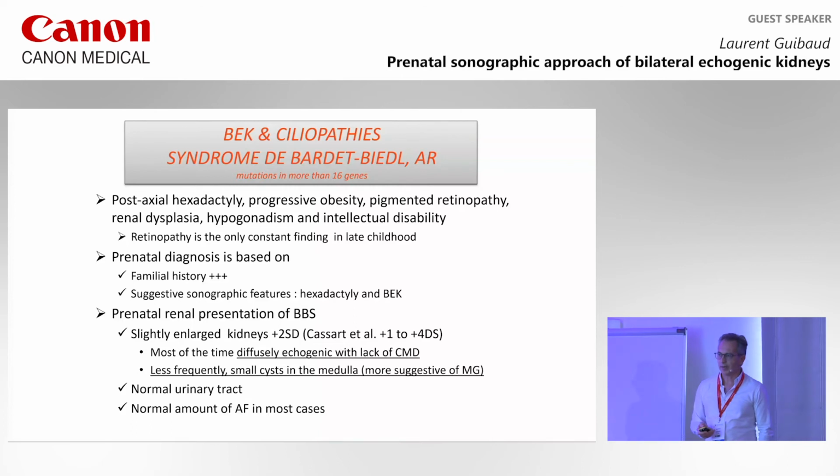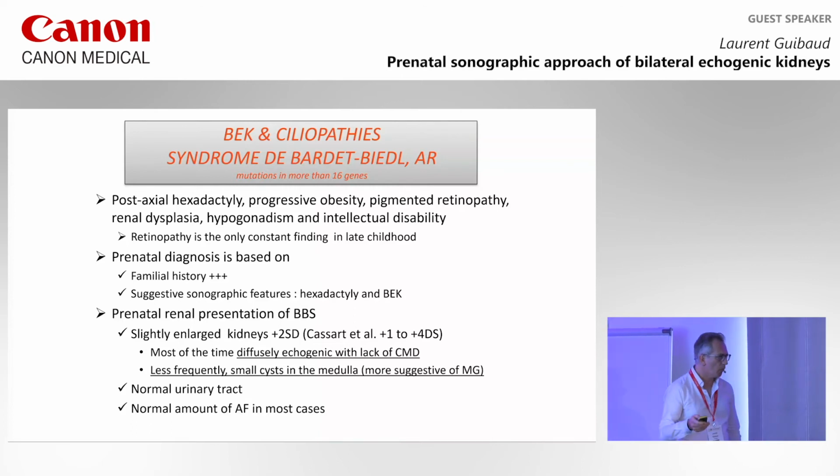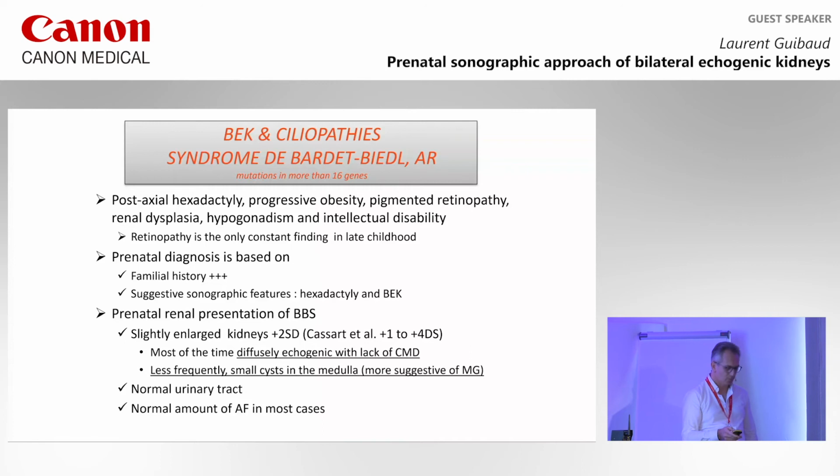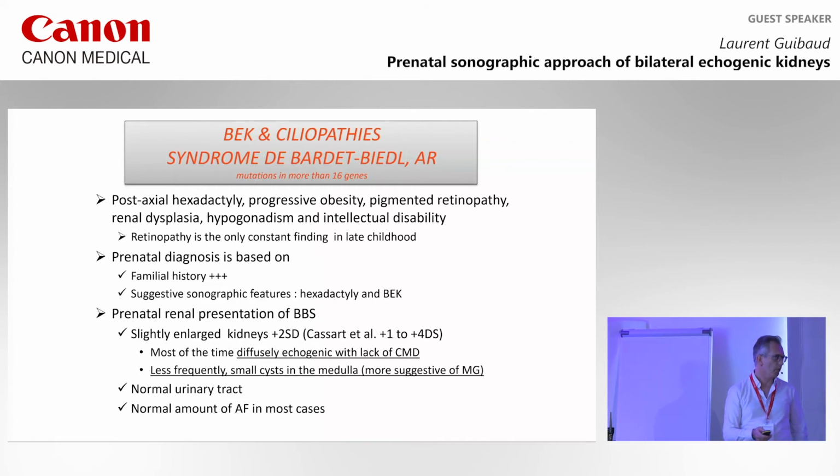And an important finding: sometimes after birth there is normalization of the echogenicity of the kidney, and the echogenicity becomes pathologic after 2 years. So if there is a transient normalization, don't say it's nothing. It's normal to have a normalization in the first month of life.